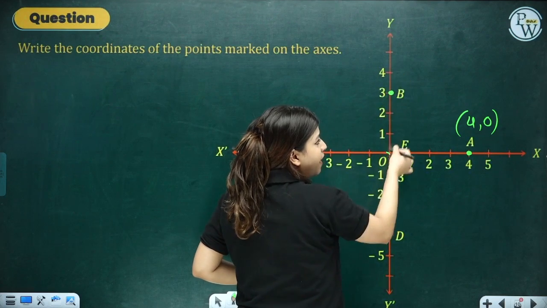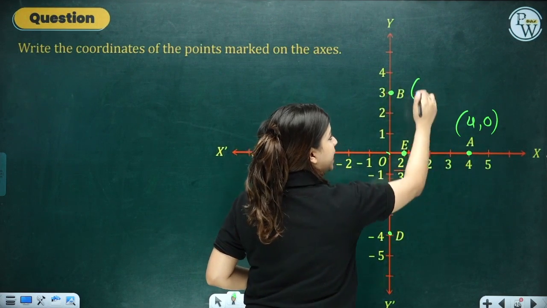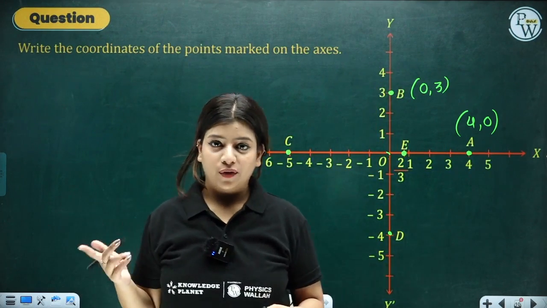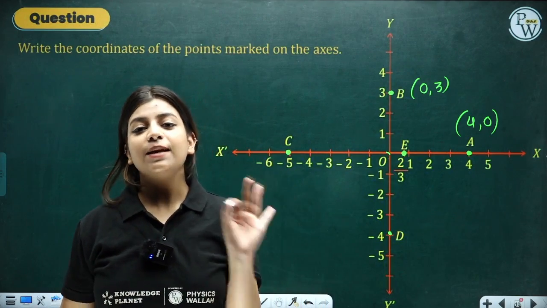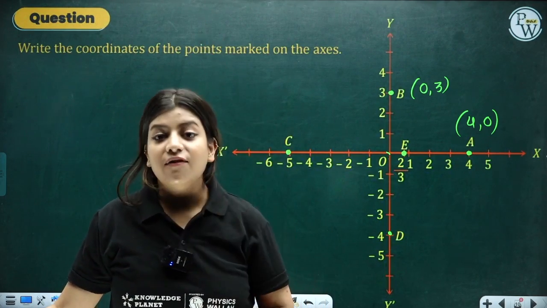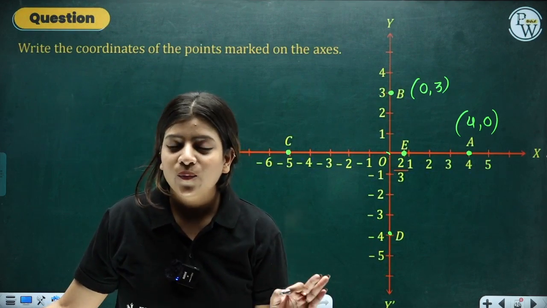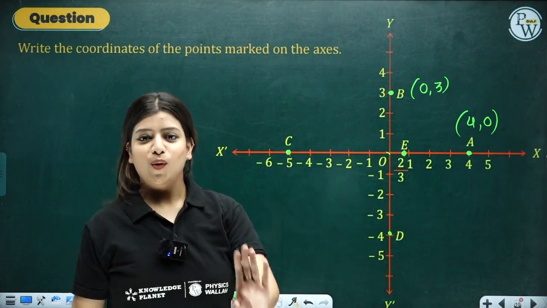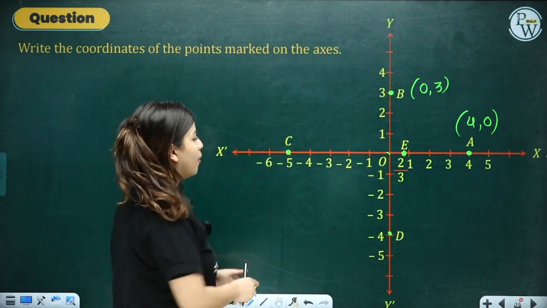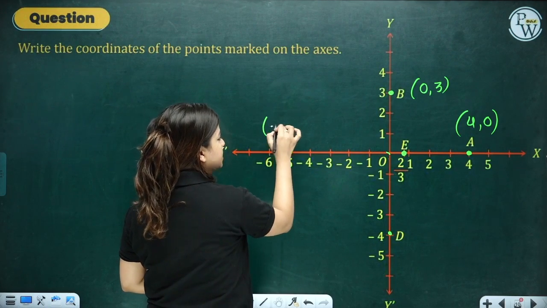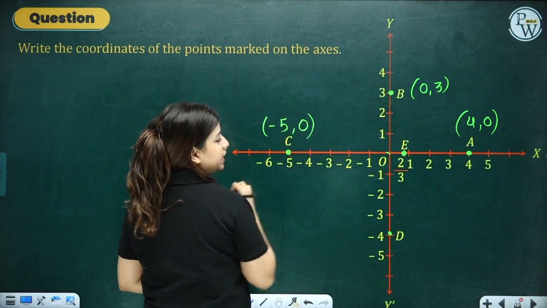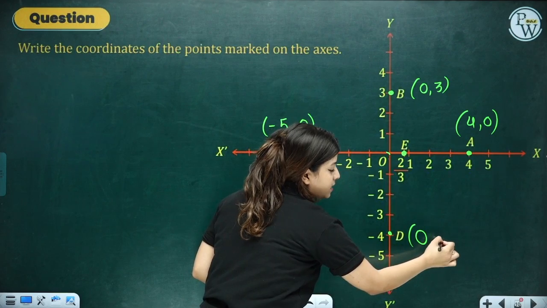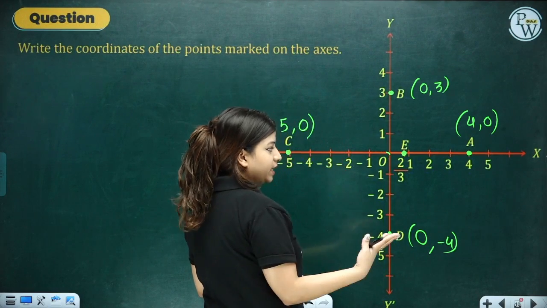This B is lying on the y-axis. So if I check the point on the x-axis, that will become 0, and y is 3, so the ordinate will become 3. So from here we can say that for any point lying on the y-axis, the abscissa is 0. Any point lying on the x-axis, the ordinate is 0. I hope this is clear with everyone. Let's talk about point C. Since it is lying on the x-axis, abscissa is -5, ordinate is 0. Since this D point is lying on the y-axis, abscissa is 0, and the y coordinate, that is the ordinate, is -4.